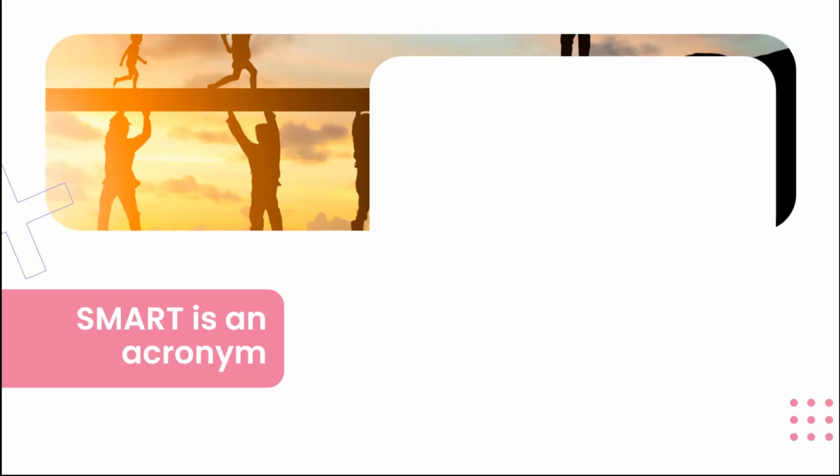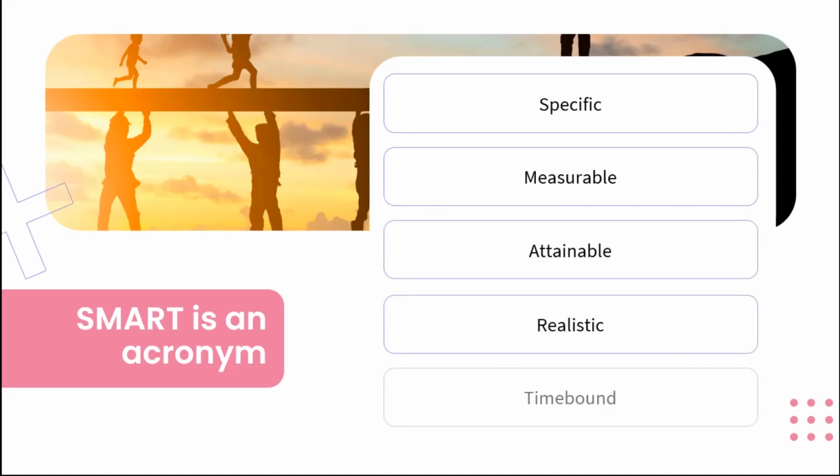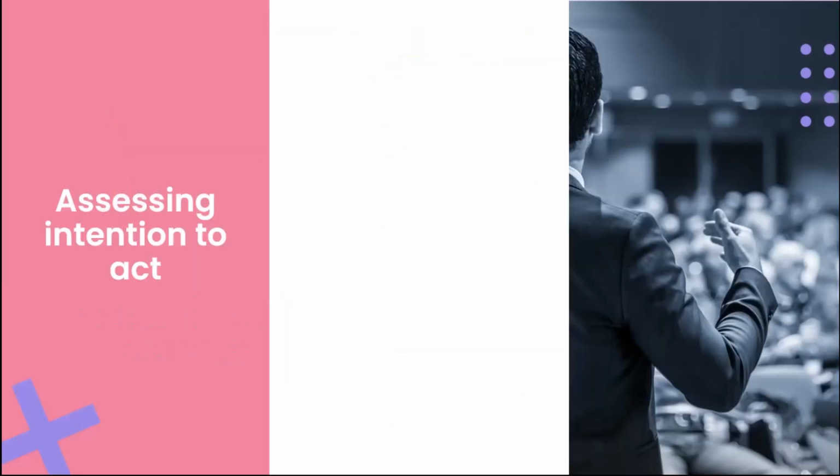SMART is an acronym for specific, measurable, attainable, realistic, and time-bound. Using this acronym will help the coachee to set realistic, easily measurable tasks before the next coaching conversation. Please see the lesson notes additional resources area for a detailed unpacking of these SMART goals.